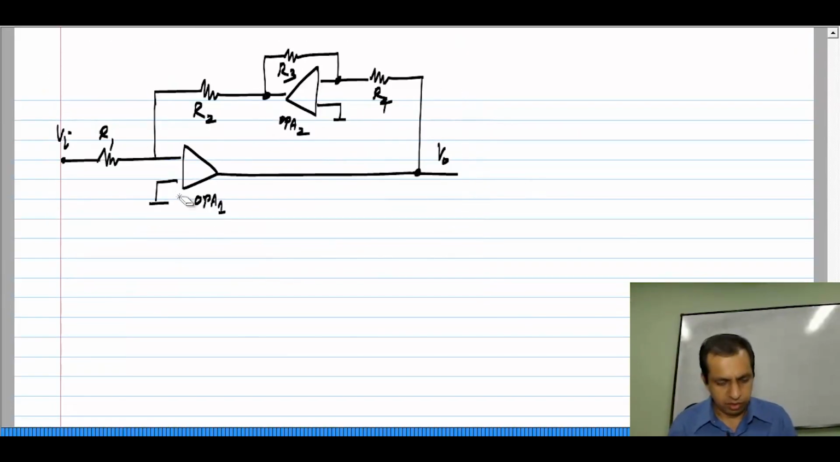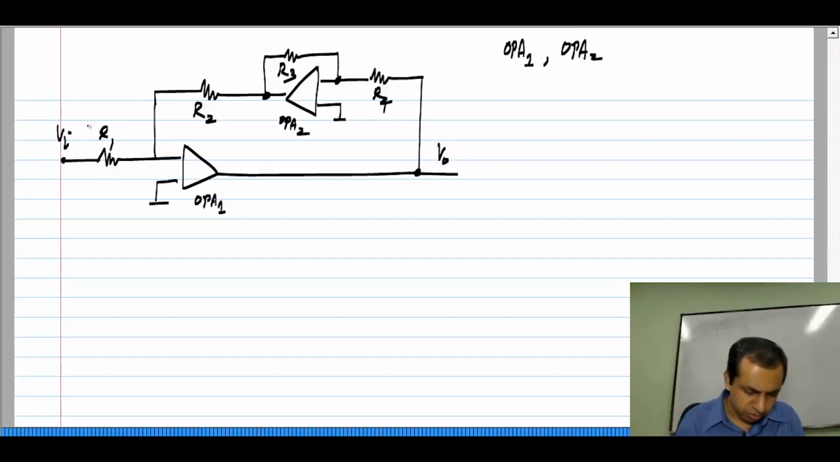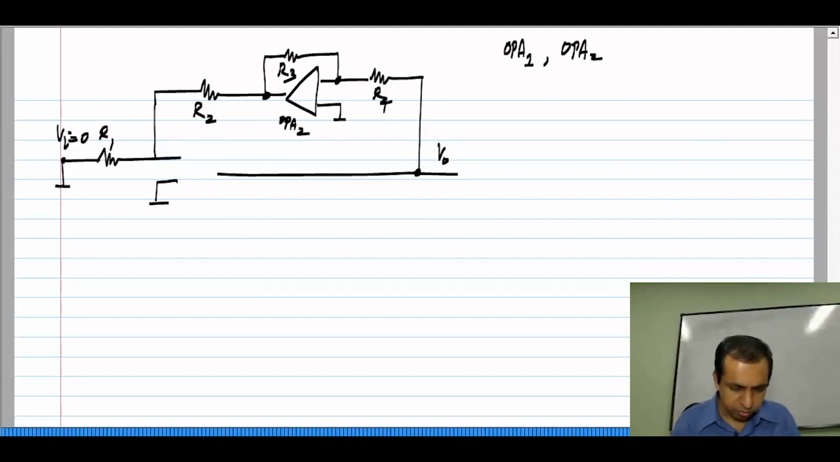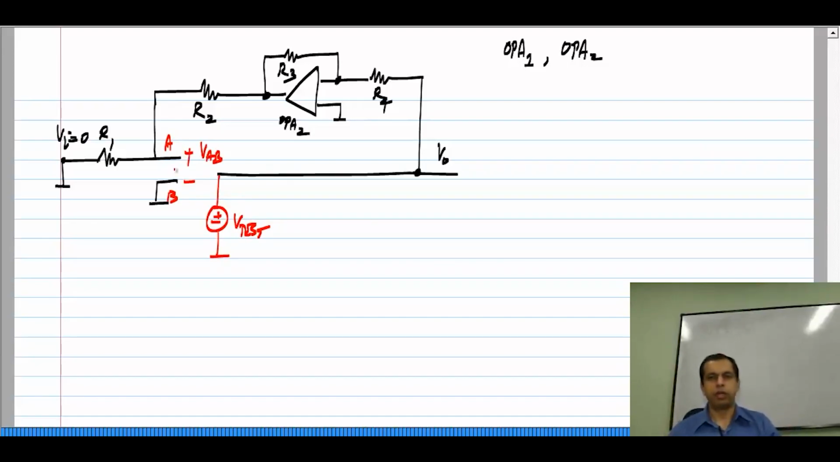So, let me first determine the sign of OPA 1 and then OPA 2. The ordering has some influence, as we will see later. And Vi is set to 0, which means that this is connected to ground. We are determining the signs of OPA 1, that means that this is removed and I apply V test here. Let me call these A and B and I will determine VAB over there. Now, the rest of it is regular circuit analysis.